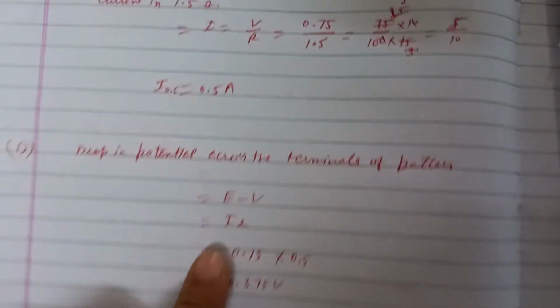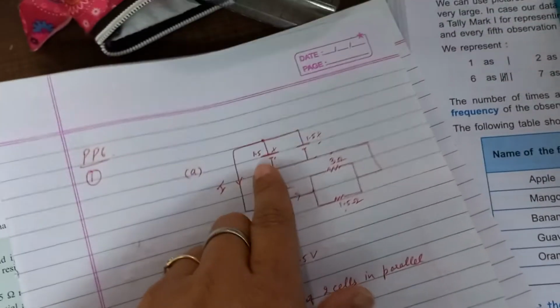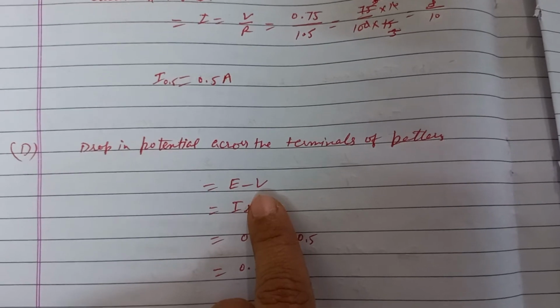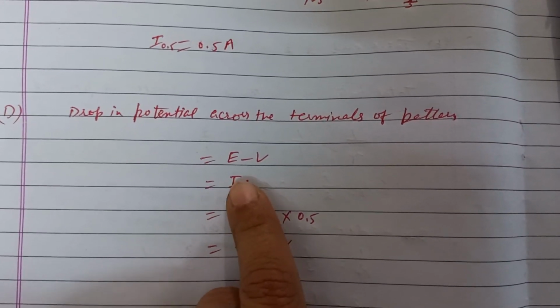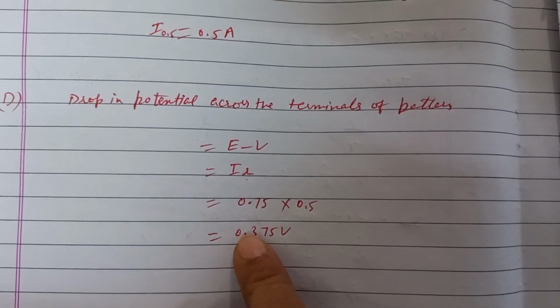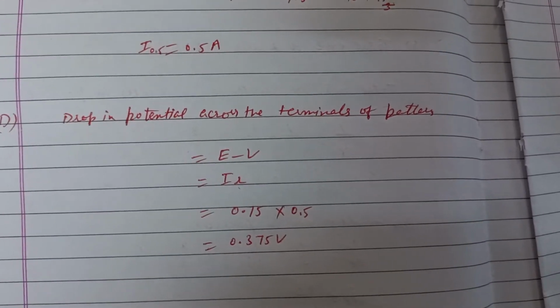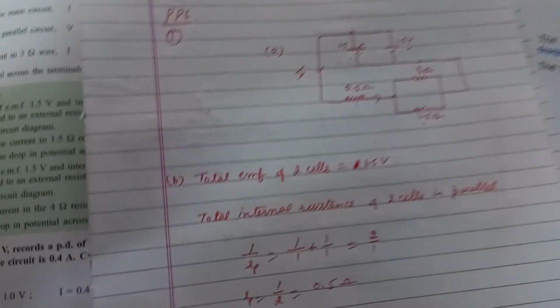Okay, so the D part is the drop in potential across the terminals of a battery. The total potential drop across the terminals of a battery is E minus V, and we know that is I into R. The current I is 0.75 and R is 0.5. So multiply these two, then we get the answer 0.375 volt as the total potential drop in the terminals. So these are the 4 parts of practice problem 6. Thank you.